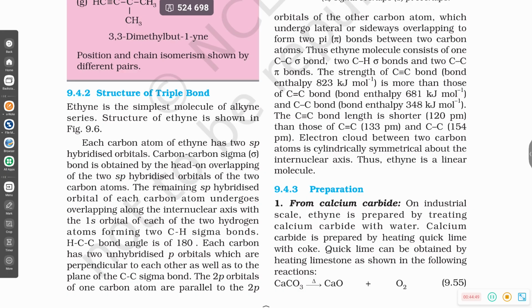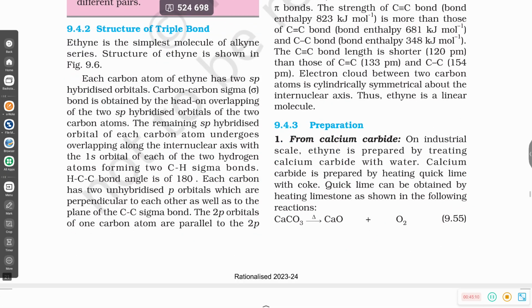So electron flow between two carbon atoms is cylindrically symmetrical about the internuclear axis. Symmetrical. The result is a linear molecule. Cylindrically symmetrical.